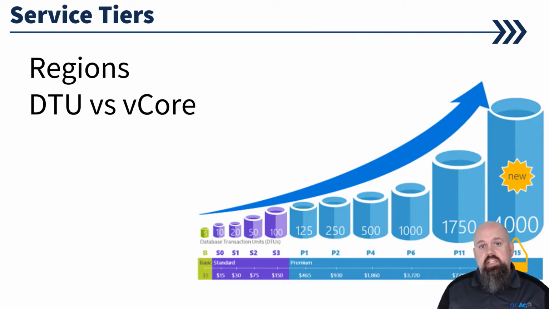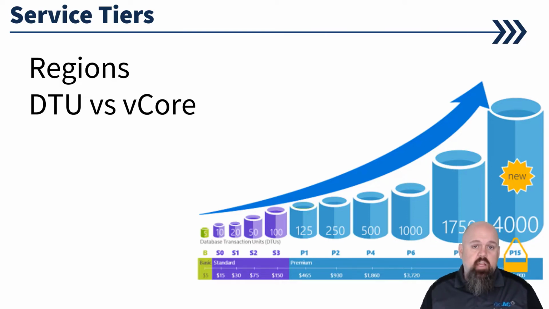For example, DTU, which stands for Database Transmission Unit, really is a magical formula that wraps up compute and storage and memory and all that. And for a fixed price, you get a certain number of DTUs. Within the DTU service tier, you've got 3 different models: a basic, a standard, and a premium. And so you get varying degrees of DTUs based off what model you are in within that tier.